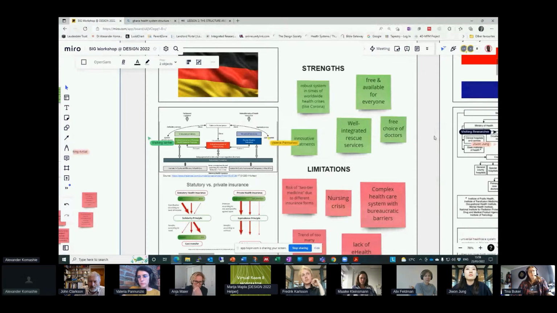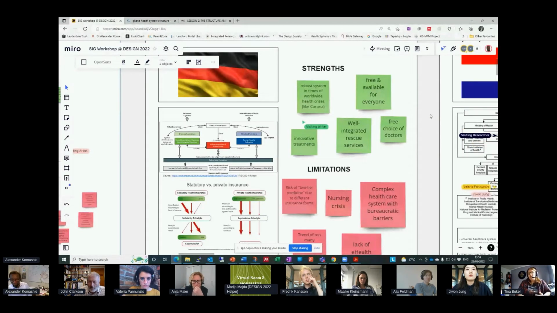But instead of this, I guess the German system is, so I like it. It's not the best, of course, but it's free for nearly everybody. It's available for everyone. We have a free choice of doctors. The rescue services are well integrated, which I really like. And as Corona showed us, we have a very robust system when it comes to such huge crises.